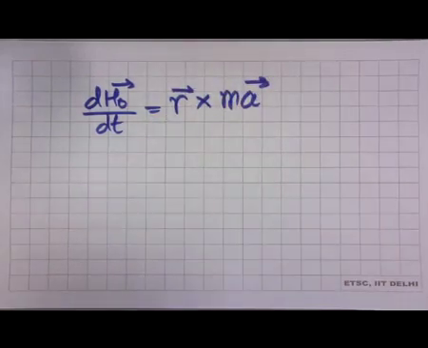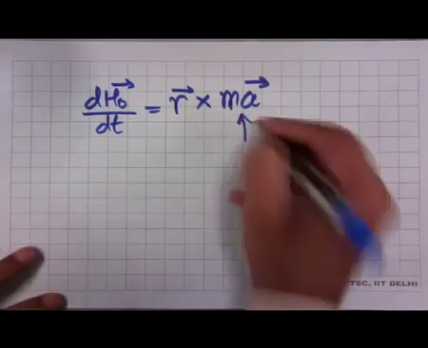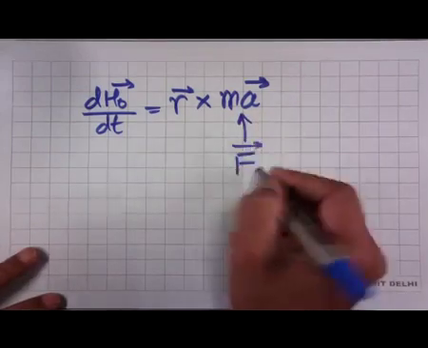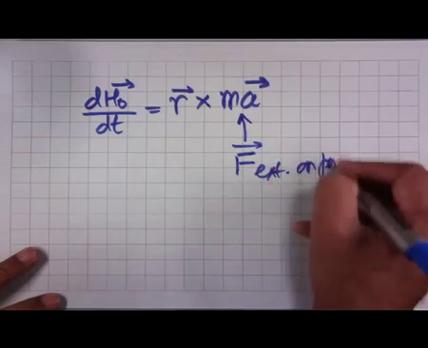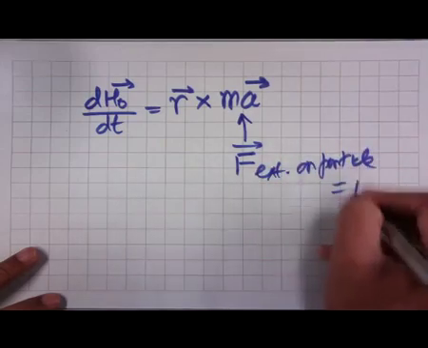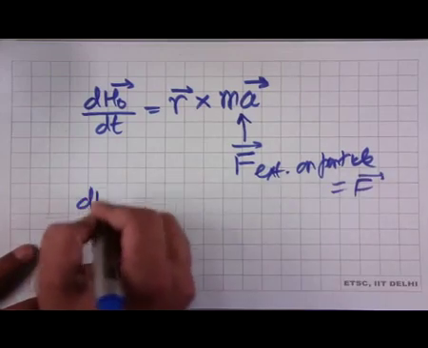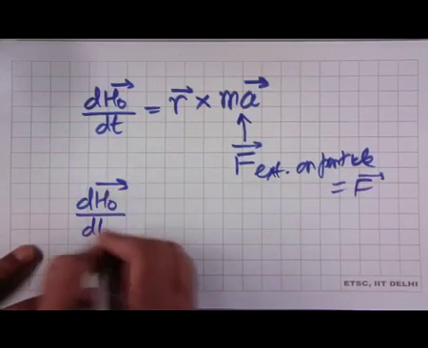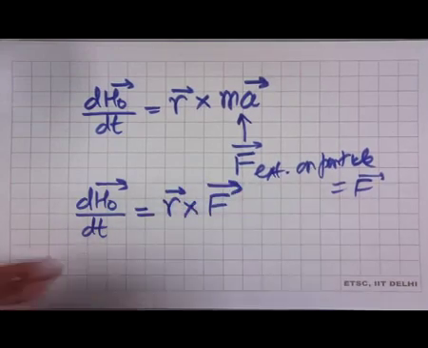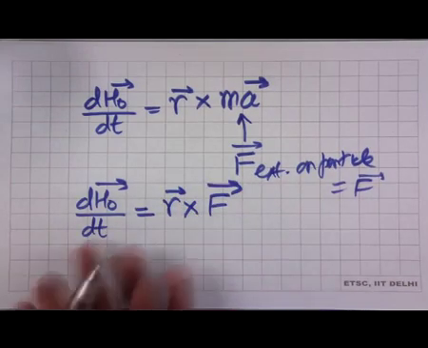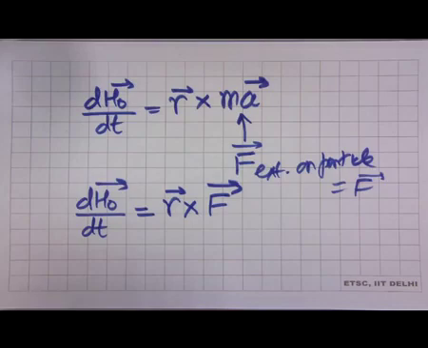And if we are measuring things in an inertial frame of reference, m times a can be written as the external force on the particle. So, let us write it as F. Therefore, what we get is dH0 by dt, the rate of change of angular momentum, is equal to r cross F. So, if a force F is acting on the particle, its rate of change of angular momentum will be given as r cross F.